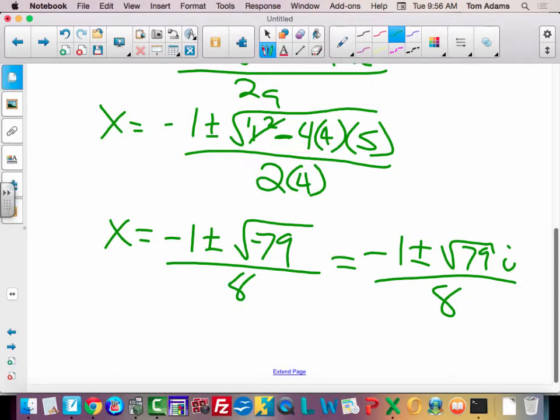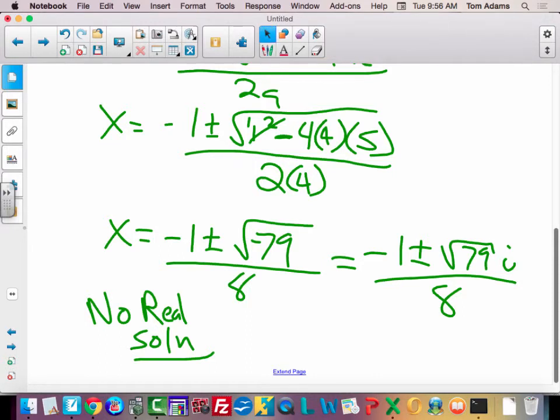And so here's what we have, the square root of 79 times i. And so from right there, I could say no real solution. Does that make sense? And that's actually the answer. There is no number that I can plug in to make that equation true unless I start dealing with complex numbers.